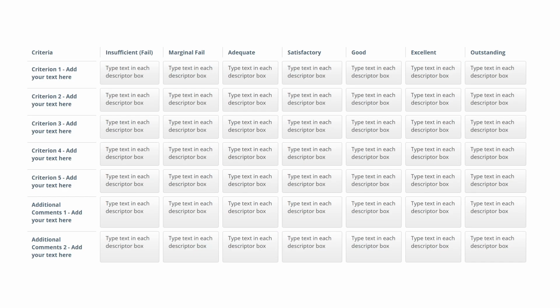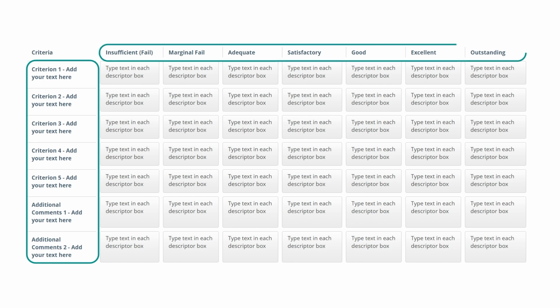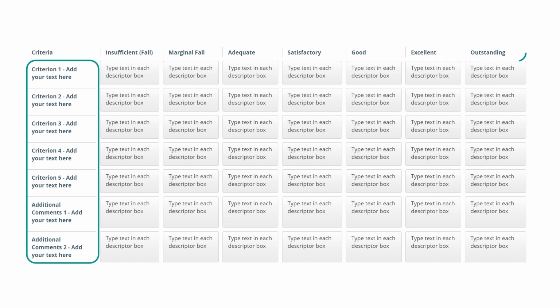A rubric template includes your marking criteria down the side and levels of achievement across the top. It accommodates up to 7 levels of judgment. This template is designed to align with Blackboard's format, making it easy to transfer into the system.